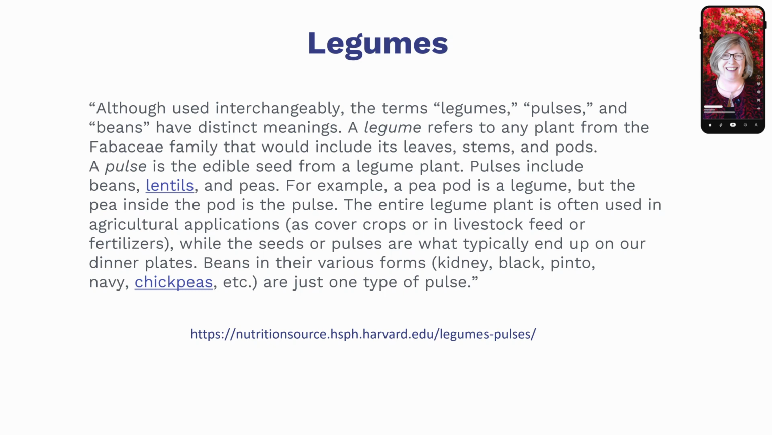The entire legume plant is often used in agricultural applications such as cover crops or livestock feed or fertilizers, while the seeds or pulses are what typically end up on our dinner plates. Beans in their various forms, kidney, black, pinto, navy, chickpeas, etc., are just one type of pulse. And you can go to this Nutrition Source Harvard webpage and learn a lot more about legumes and pulses.